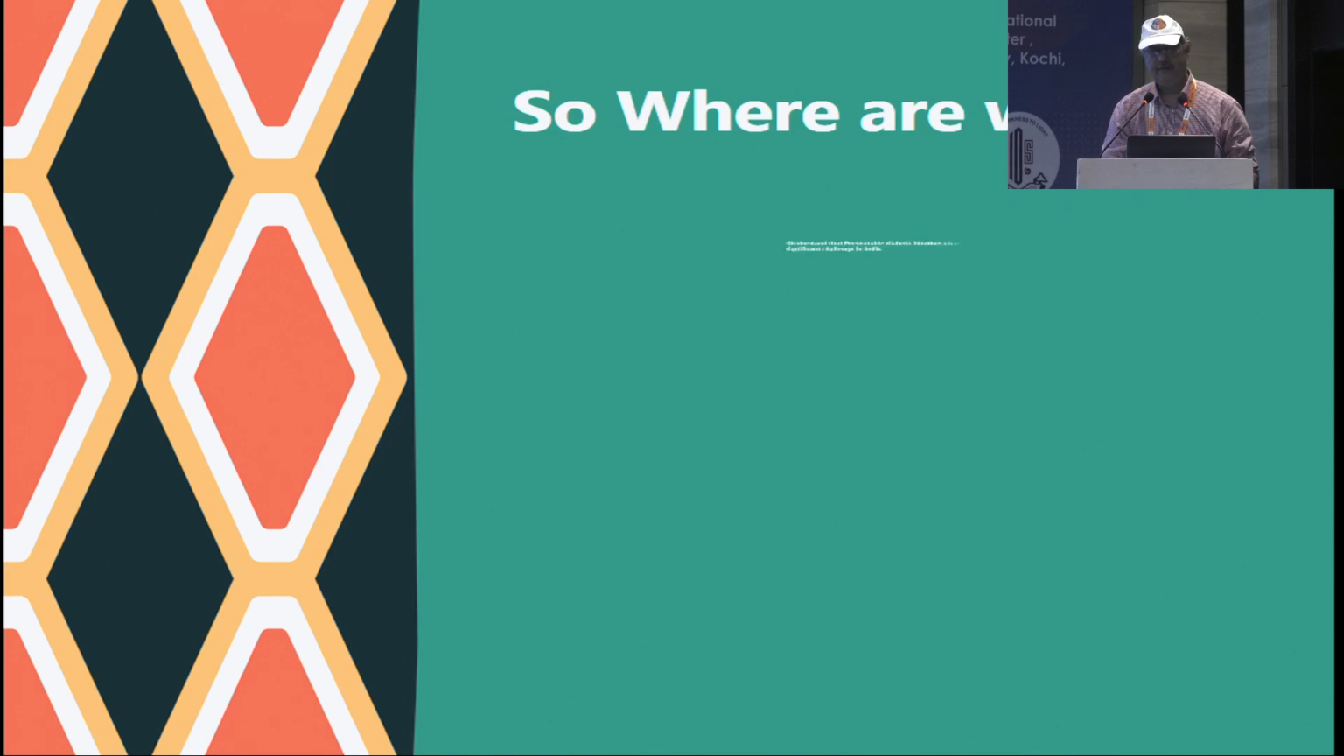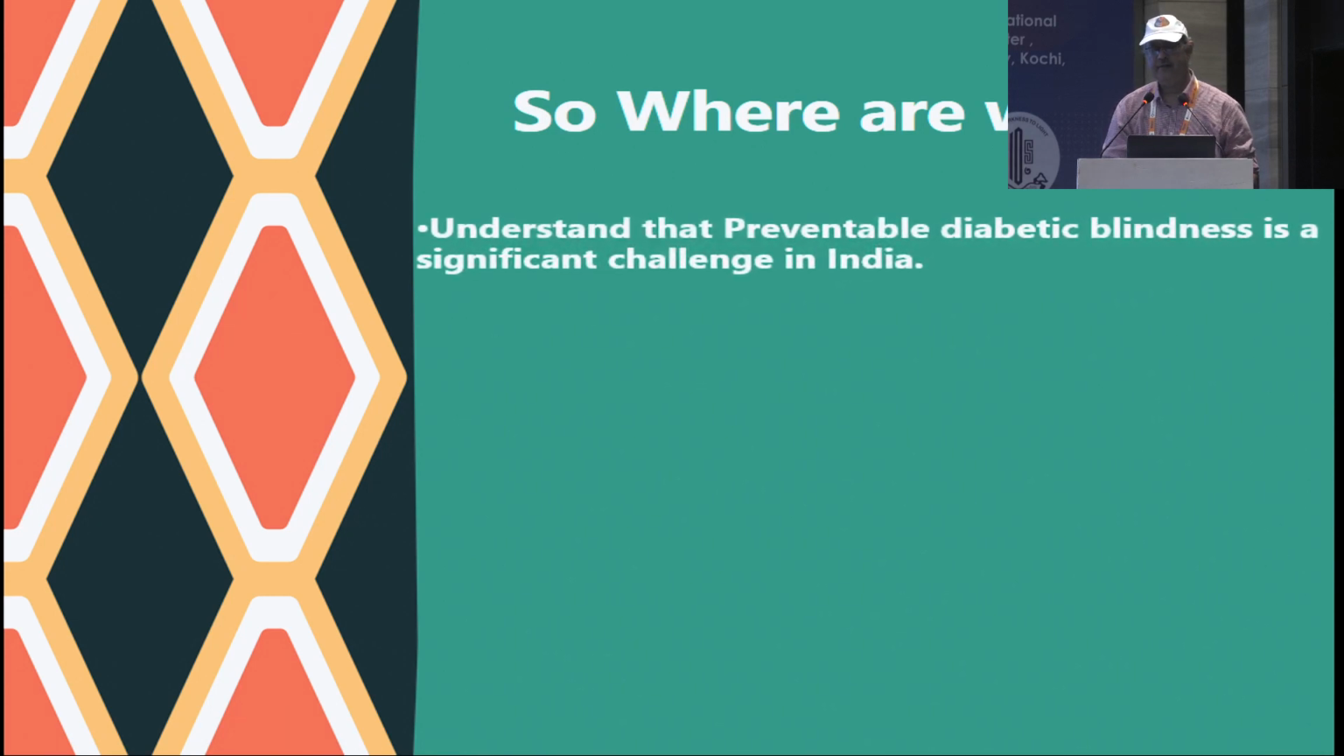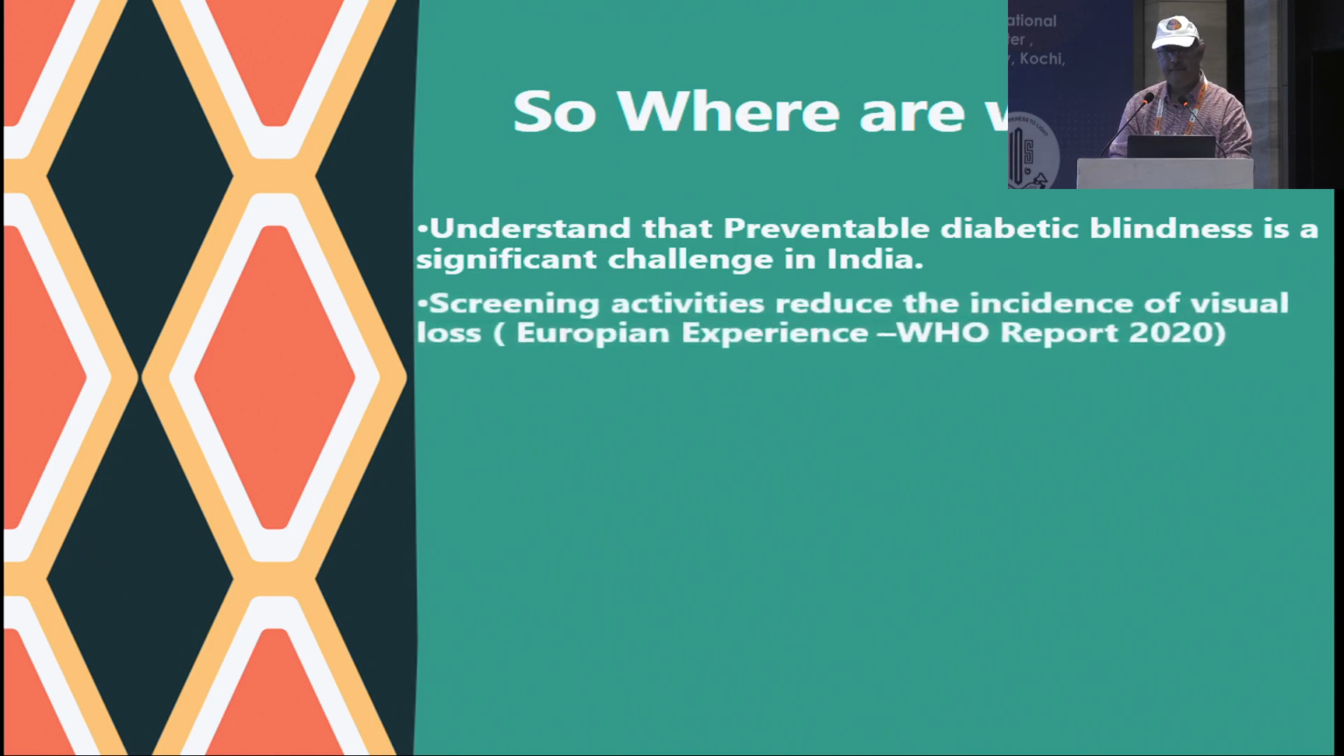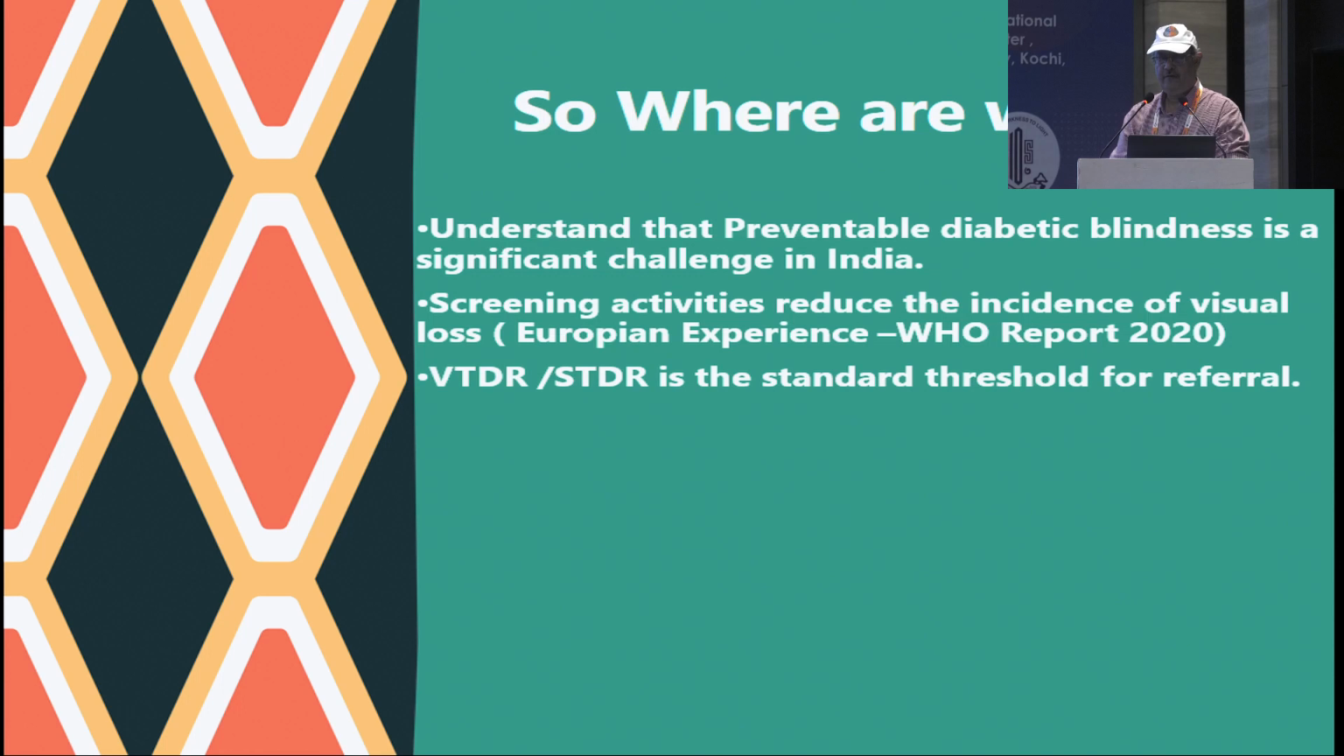So where we are, we understand that preventable diabetic blindness is a significant challenge in India. Screening activities reduce the incidence of visual loss. That is what the European experience has also said, and that is what the WHO report also says. VTDR we took as the standard threshold for referral, and now we have reduced it to MTMDR. So we are using the same criteria for human resource training that they are using for AI.